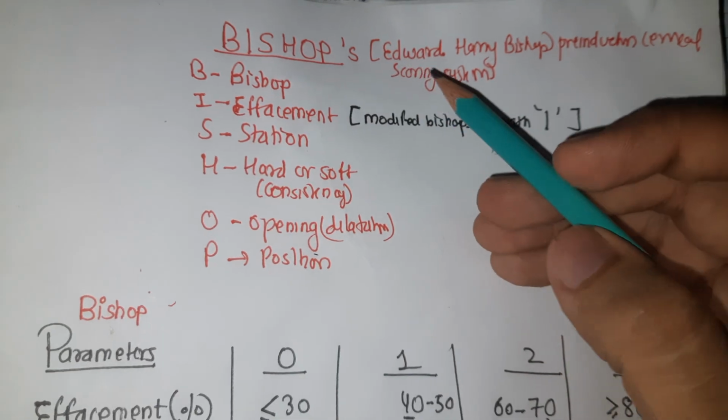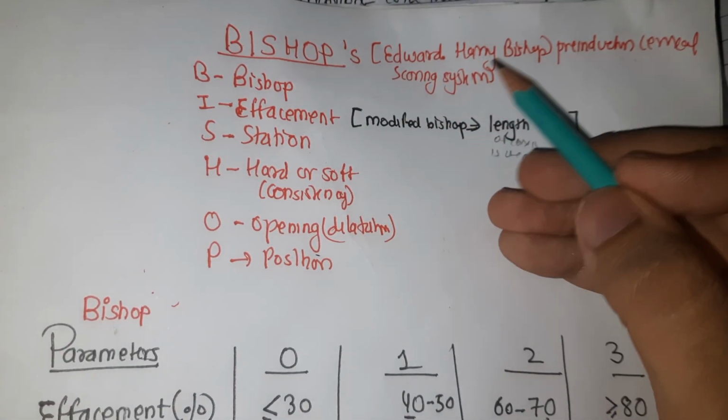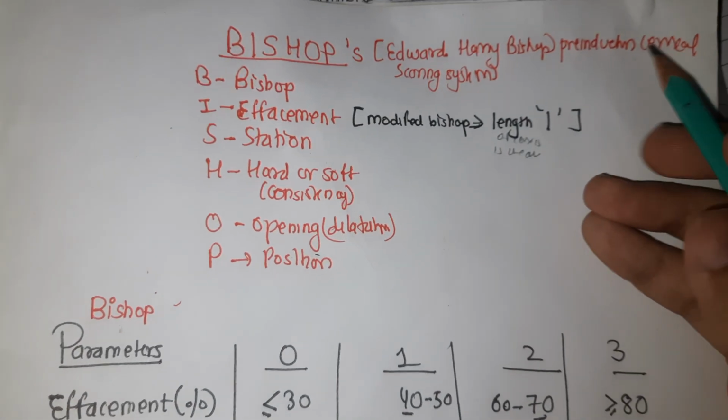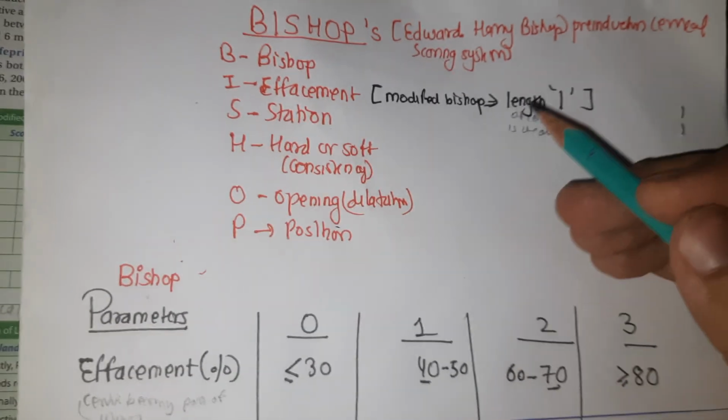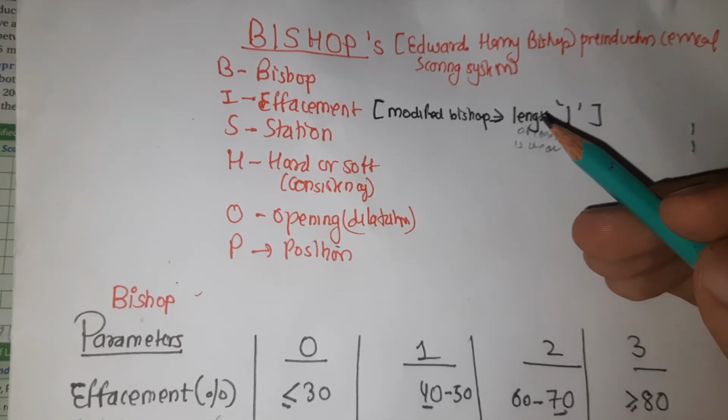It was given by the scientist Edward Henry Bishop, and it is a pre-induction cervical scoring system, a scoring system done before induction of labor.